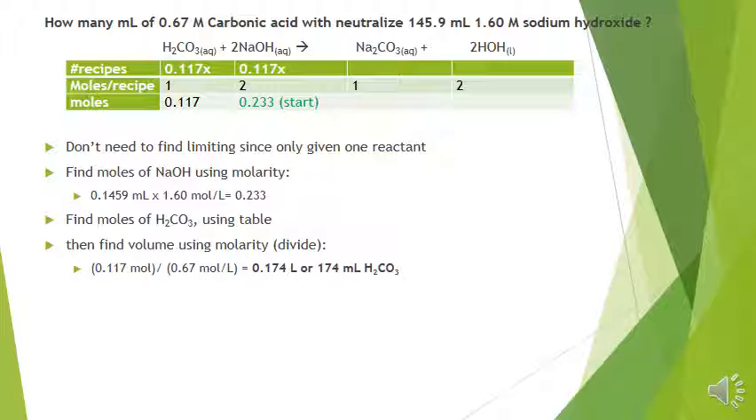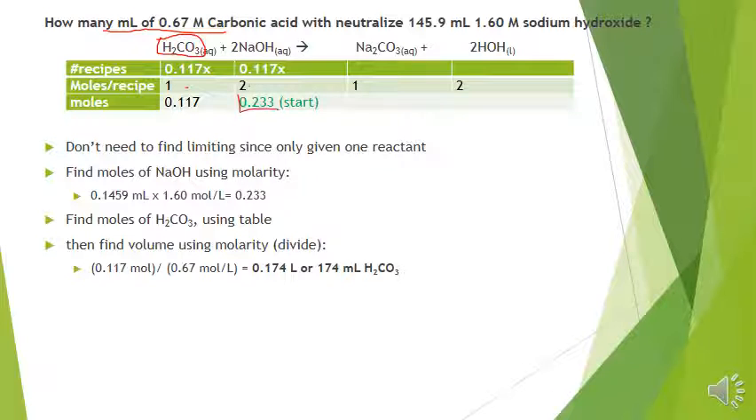Okay, how many mils of 0.67 molar carbonic acid will neutralize 145.9 mils of 1.6 molar sodium hydroxide? So you don't have to figure out anything with the product. So you want to find out how many mils of the carbonic acid will combine with 145.9 mils, 1.6 molar, and neutralize it. Use it all up. The ratio is going to be 1 to 2, in terms of moles per recipe.